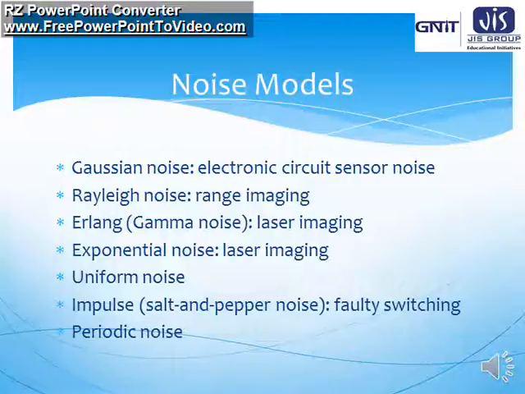Then the Rayleigh noise, which can be generated by range imaging. The next one is Erlang or gamma noise, which can also be generated by laser imaging. And the next one is exponential noise, which can also be generated from laser imaging. The next one is uniform noise, and after that we can see the impulse noise. The impulse noise is also known as salt and pepper noise, which is generated by different types of faulty switching. And the last one is the periodic noise. So these are the different types of noise, or we can consider them to form different noise models, which is very important in image enhancement techniques.